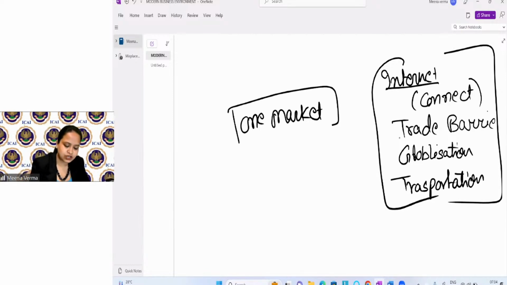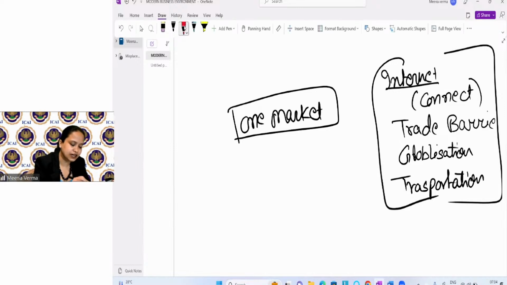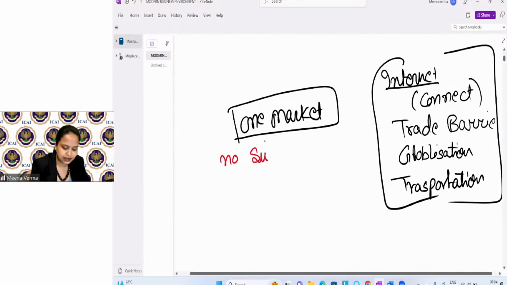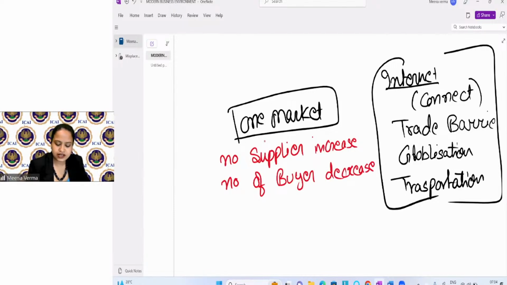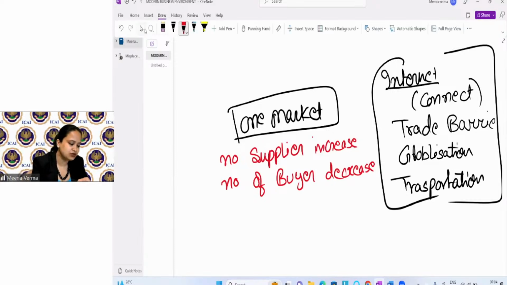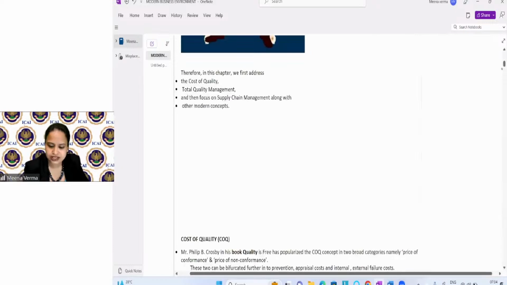And in this market, what is actually happening is that the number of suppliers has increased and the number of buyers has decreased. Now, why is all this happening? Let's see the scenario just 10 years back, how things happened, and make a comparison.